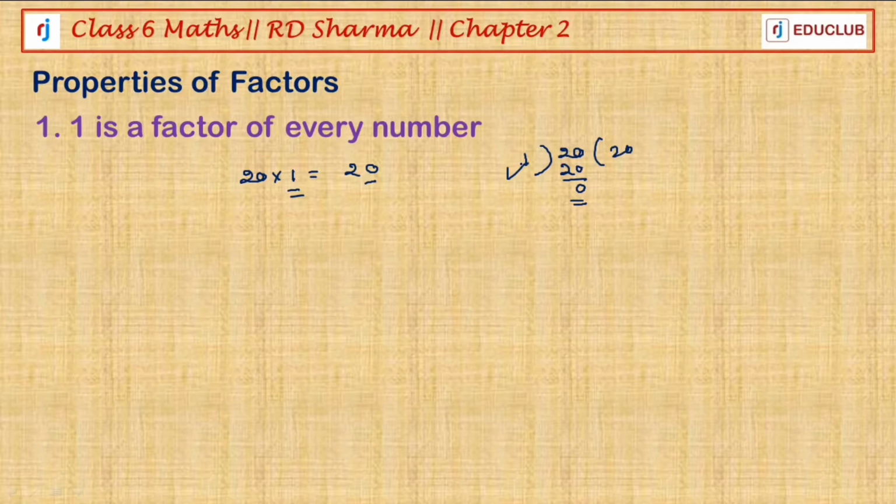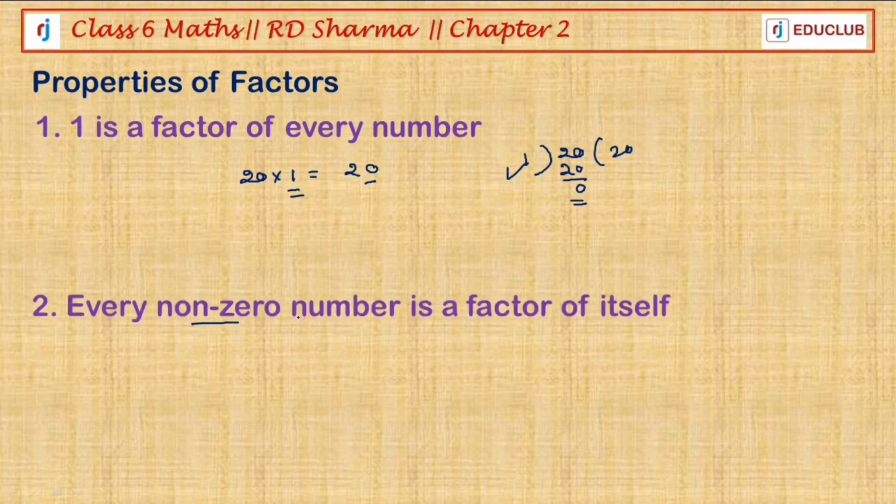Next, every non-zero number, not zero, is a factor of itself. For example, I'll say 5. 5 means 5 into 1. It means 5 is also a factor of 5. If I say 20, it means 20 into 1. Okay, so 20 is a factor. What does it mean? 20 we are dividing by 20. We are getting 1 as a quotient and the remainder 0. So 20 is a factor of 20, 5 is a factor of 5, or any number is a factor of itself.